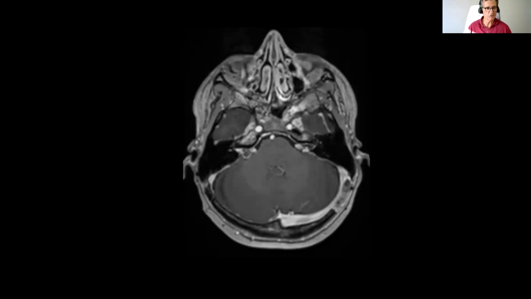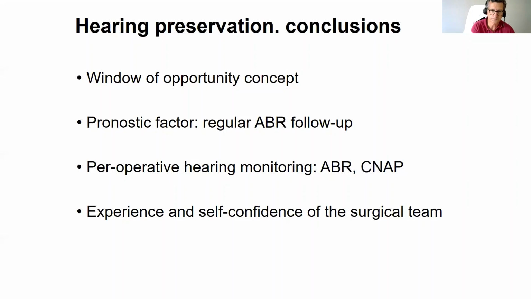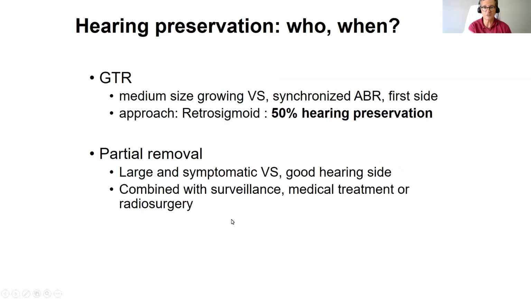So it's why there is a window of opportunity, and hearing preservation for us has to be discussed for medium-sized tumor, not for very small tumor, when the tumor are growing with ABR and good hearing. This is my conclusion, and we need a regular ABR follow-up in addition to audiometry. And you need an experienced and self-confident surgical team.